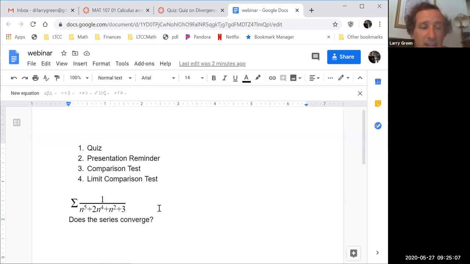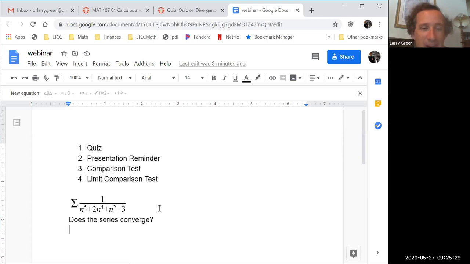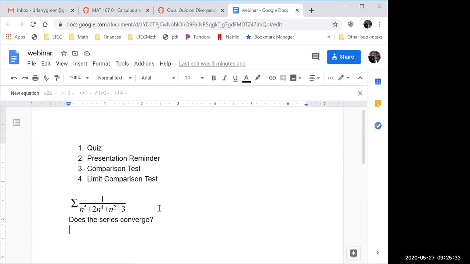Okay, there's no test that tells us if it converges or diverges. But here's what we can do. Let's use a little logic, and let's think about the dominant terms. What's a dominant term in the numerator? That's easy. That's a dumb question. 1. It's the only term, so of course it's dominant. What's a dominant term in the denominator? n to the 5th.